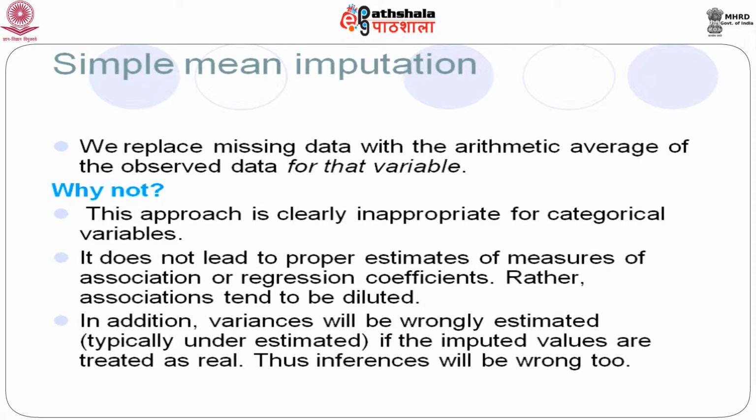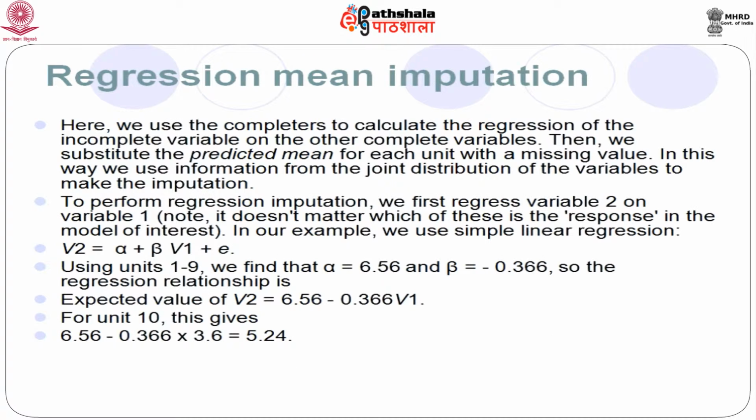It does not lead to proper estimates of measures of association or regression coefficients. Rather, associations tend to be diluted. In addition, variance will be wrongly estimated if the imputed values are treated as real. Thus, inference will be wrong too. Now, another possible approach is regression mean imputation. I will try to explain this.